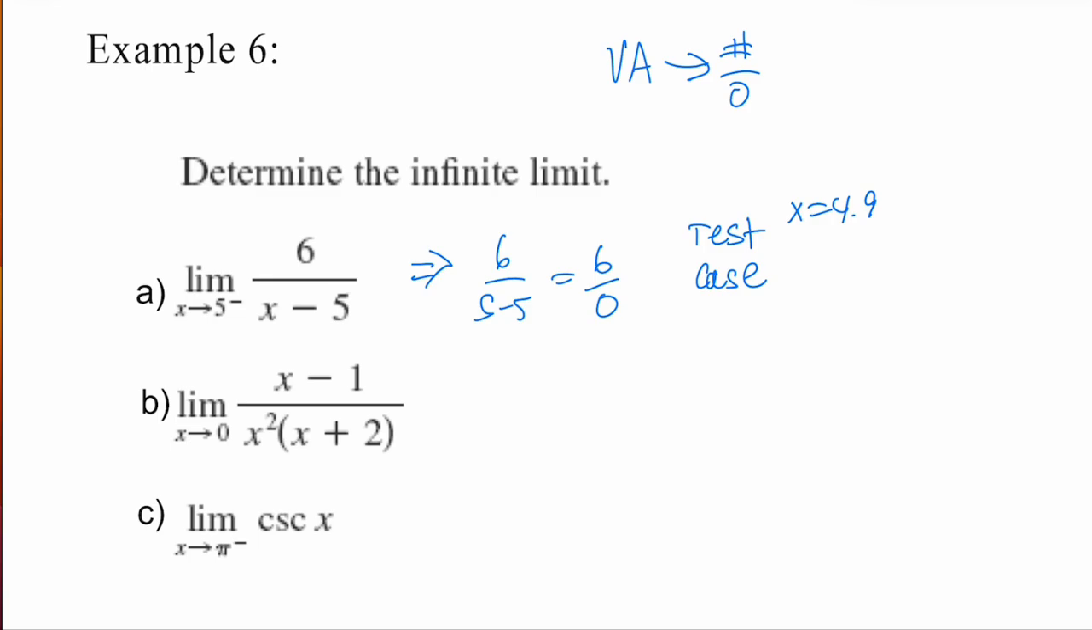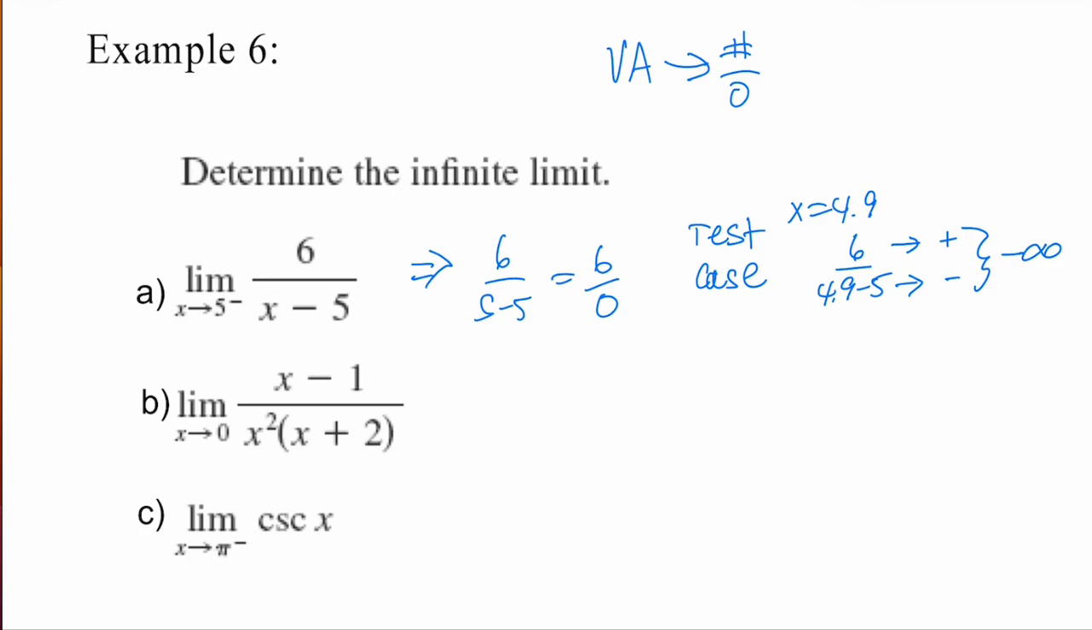If we plug in 4.9, we get 6 over 4.9 minus 5. We don't really have to do any more math. We have to do some logic. But is 6 a positive number? Is 4.9 minus 5 a positive or a negative number? Negative. What's a positive divided by a negative? The answer is negative infinity.